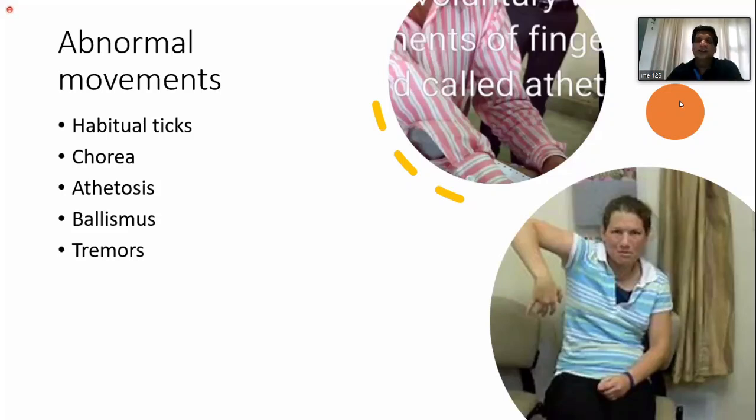Athetosis is more rhythmic movements. Ballismus is very violent movement like that, right? Much more violent than chorea, with sudden jerks, and usually when the movement is occurring, they make a noise with the mouth also. It can be on one side or on both sides. If only one side, you call it hemiballismus, right?